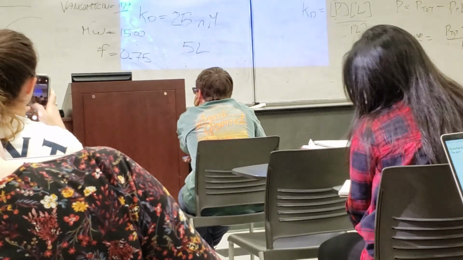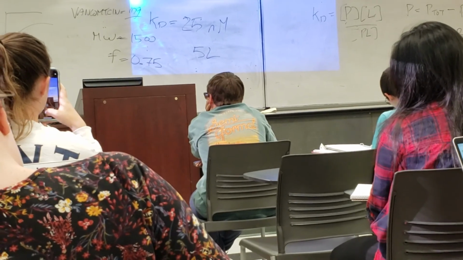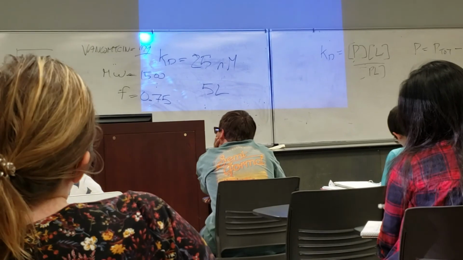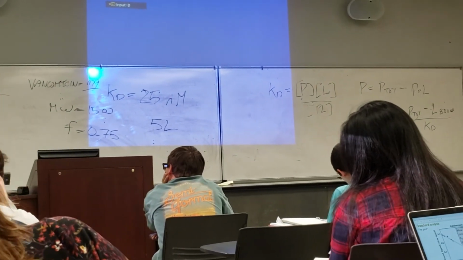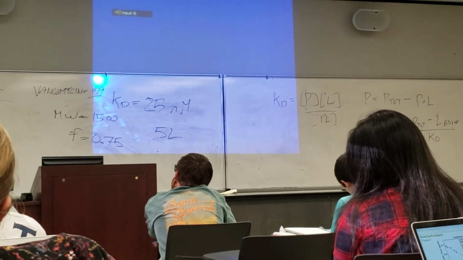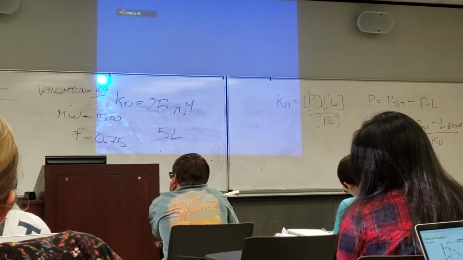Now, there's assumptions in there all over the place, I know. 25 nanomolar is real, molecular weight is real. 0.75 is my assumption. 5 liters is about right. It's probably going to depend on the weight, the actual size of the person, but it doesn't vary that much.